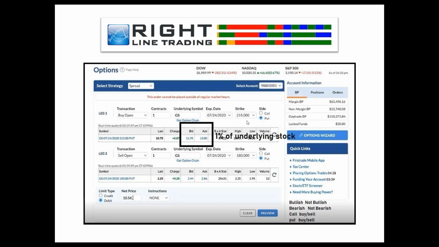Now, it's not open interest, as most traders think. Open interest has nothing to do with liquidity. The liquidity of an option is directly proportional to the bid-ask spread. If the bid-ask spread is small, and it should be 1% of the underlying stock or less, then you have a lot of liquidity on the position. If the bid-ask spread is greater than 1% of the underlying stock, you know liquidity is poor.